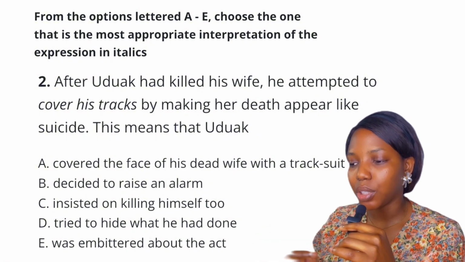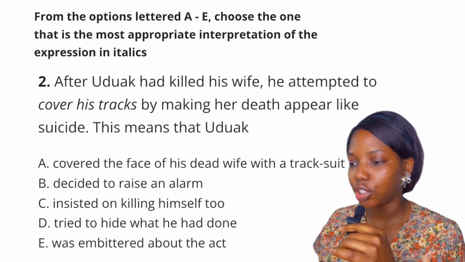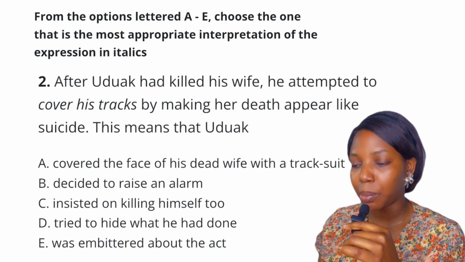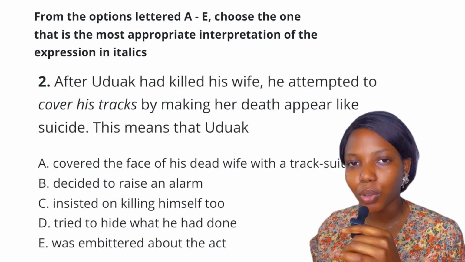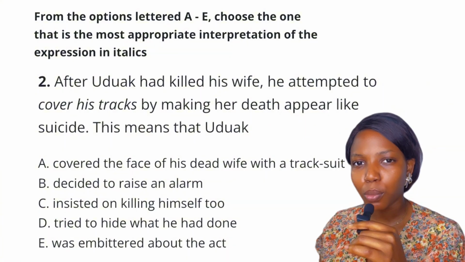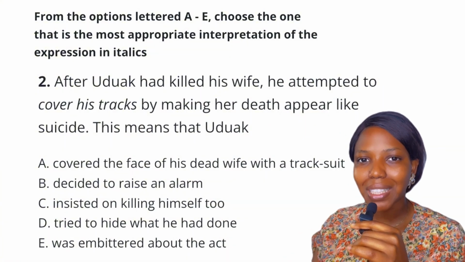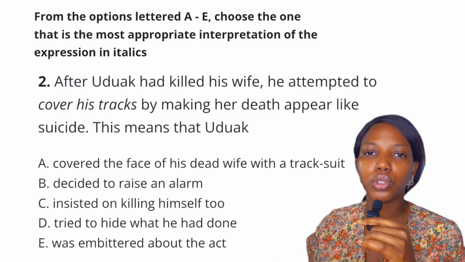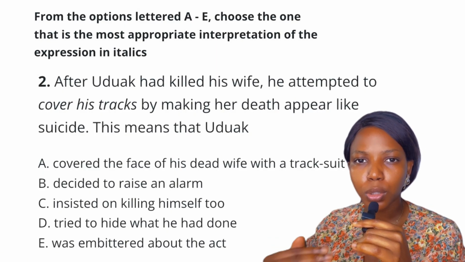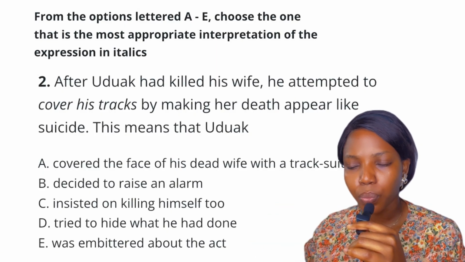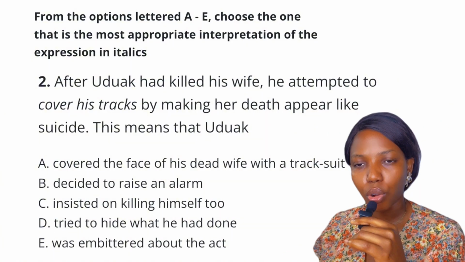After Oduak had killed his wife, he attempted to cover his tracks by making her death appear like suicide. Now, what is going on here? You see that it does not mean covering your footprint. It means covering, concealing, hiding evidence. You don't want people to discover what you've done. You don't want people to discover the truth. So let's eliminate the wrong options.